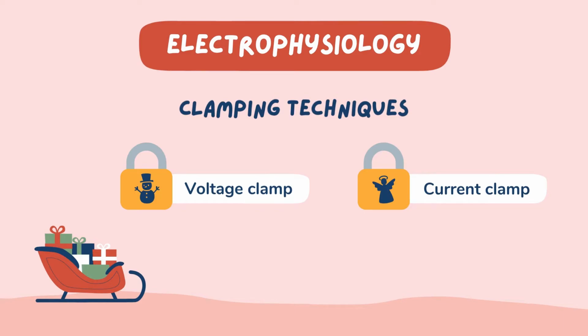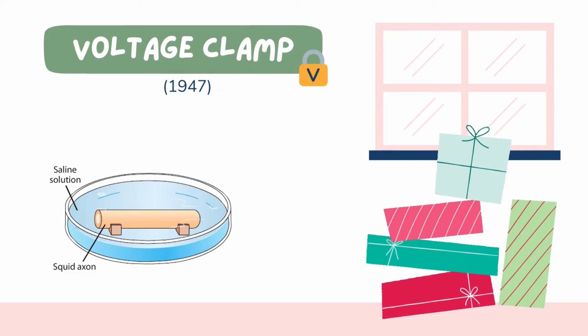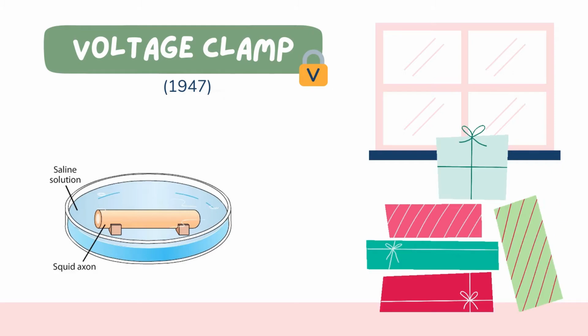In electrophysiology, clamping means to lock one of the electrical variables, voltage or current, while measuring the other in order to monitor the action potential. In the voltage clamp technique, the membrane is stabilized at a constant voltage while also recording the current delivered to achieve that constant voltage. Initially, the neuron is placed in a dish containing saline solution.